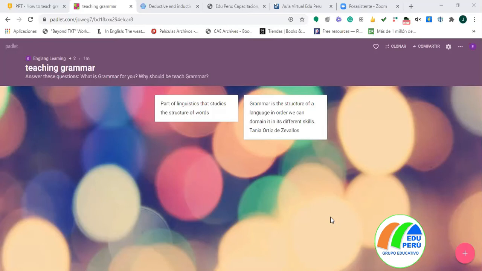Another person says that it's parts of linguistics that studies the structure of words. Yeah, not just words, no? Sentences too, no? Phrases. All right. Anybody else? No more? Try to enter to the link. Nobody else? Okay, that's good, Vanessa. Vanessa says that it's parts of linguistics that studies the structure of sentences. All right, that's good.